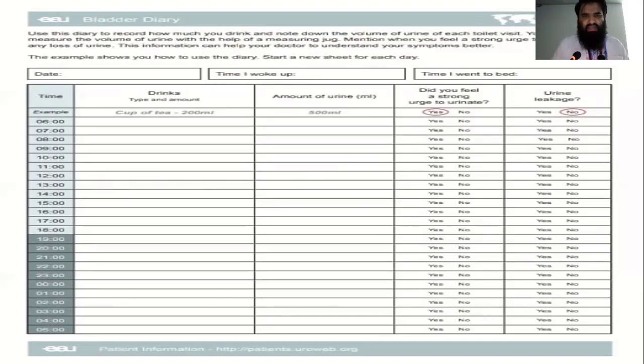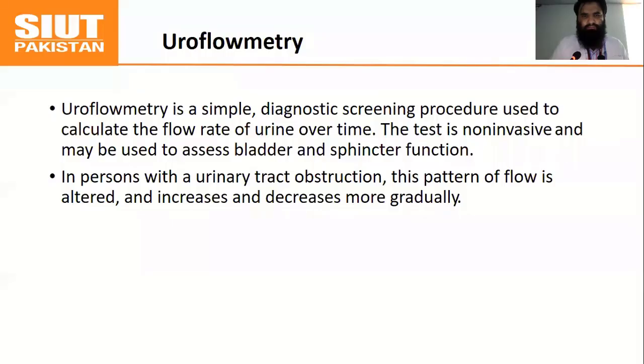It's a 24-hour bladder diary, mostly for 3 days. Next is uroflowmetry, a simple diagnostic screening procedure used to calculate the flow rate of urine over time. The test is non-invasive and may be used to assess bladder and sphincter function. In a person with urinary tract obstruction, this pattern of flow is altered and increases and decreases more gradually.